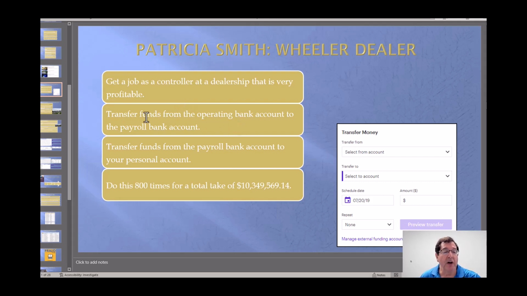What she did was transfer funds from the normal bank account into the payroll bank account, and then simply from the payroll bank account to her personal bank account. It's as easy as this. Transfer money. I'm sure you've done it yourself many times. Doesn't take more than a few clicks. She did this 800 times for a total take of $10.3 million.